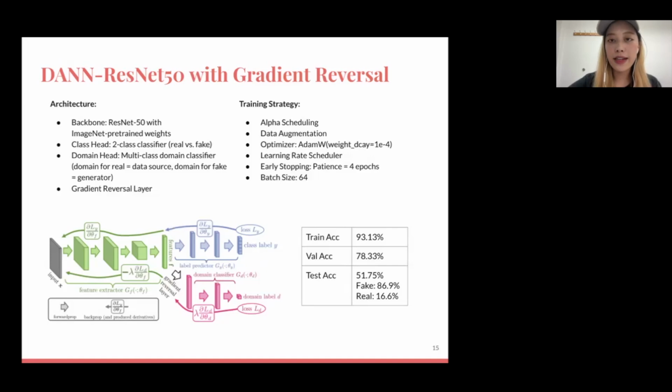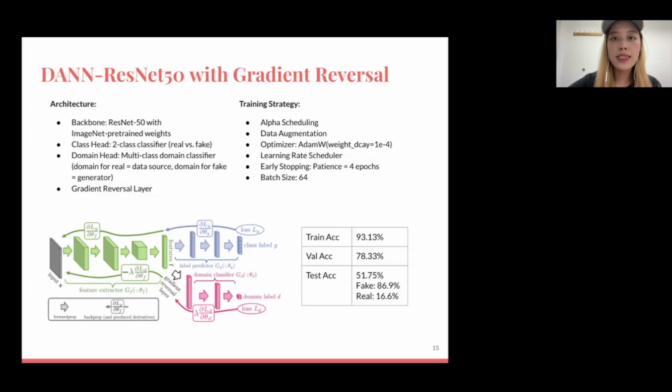Crucially, we use a gradient reversal layer between the feature extractor and the domain classifier. This allows the model to learn features that are discriminative for classification but invariant to the domain, which should help with generalizing to unseen distributions. We use standard training strategies like alpha scheduling, data augmentation, and learning rate scheduling.